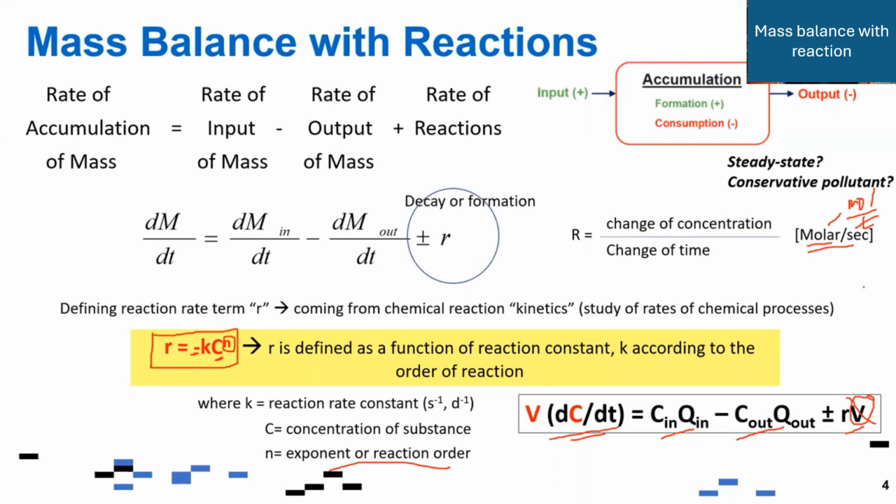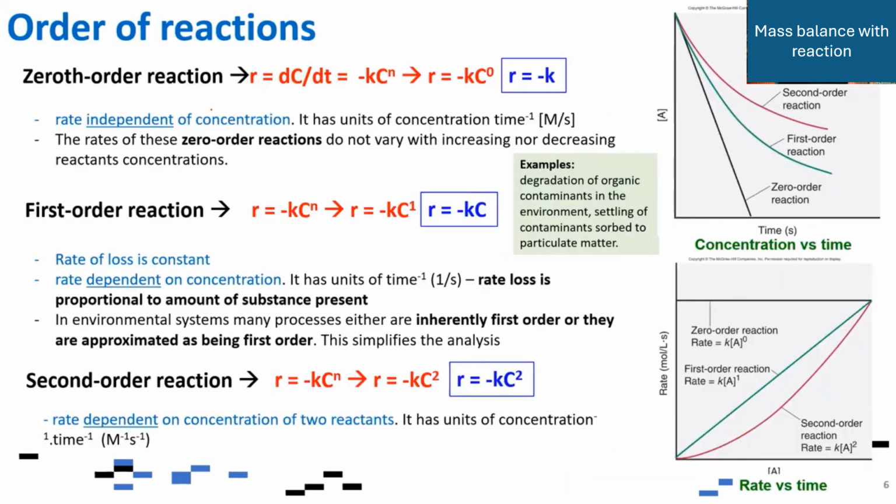The mole can be converted into kilograms or grams, then you have a mass flux. So basically we have the same units for all here. So this is now the official equation for the mass balance with reactions. There are basically many reaction orders, but in most cases, there are three that we are referring to here.